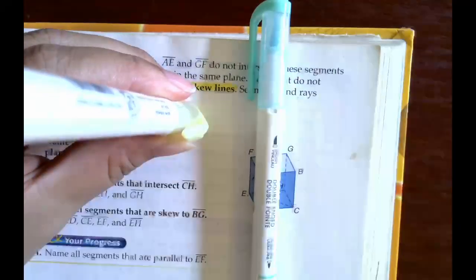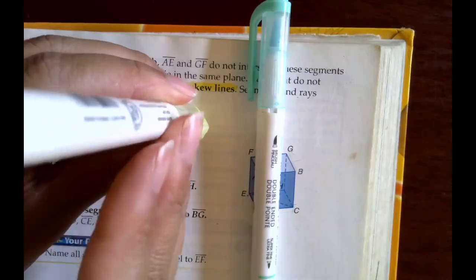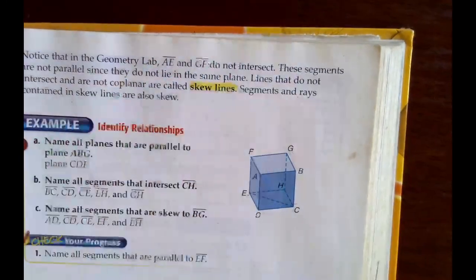My green one has a plane that's flat like this, and then my skew line has a plane that's going this way. So that's an example of skew lines.